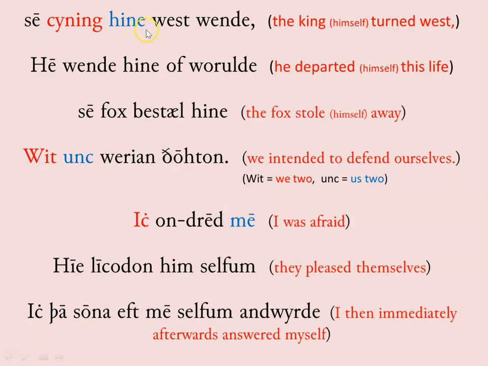Se cyning hine west wende. The king himself turned west. So the king turned west. So it's himself; hine is acting as a reflexive pronoun there. The king himself turned west.